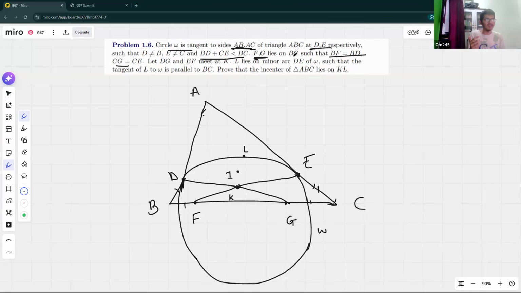We have F and G lie on BC such that BF is equal to BD and BG is equal to BE. And then BG and BF, AP meet at K. This is point K. And L lies on the minor arc BD on this omega such that this is parallel to BC. And then the incenter has to lie on XY. So they are asking these are collinear, which is quite weird.